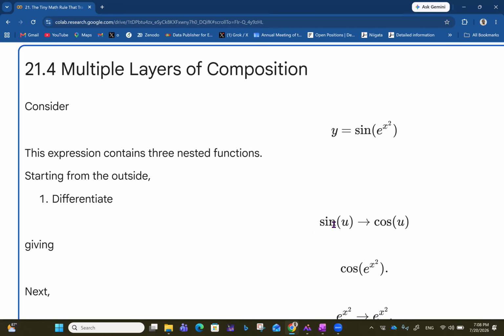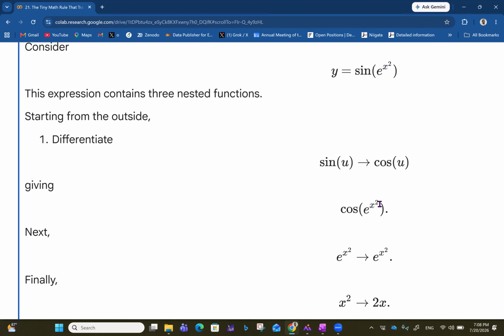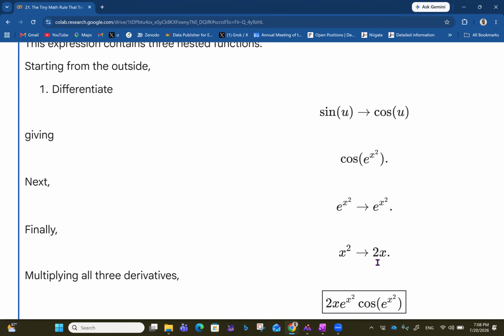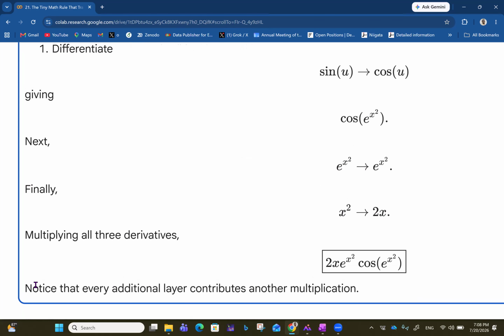Starting from the outside, you have sine. And when you differentiate sine, you simply get cos. And that gives you cos e raised power x squared. Then next, e raised power x squared is another level. So if you differentiate e raised power x squared, you get that. Finally, x squared gives 2x, and then you put everything together. Notice that every additional layer contributes another multiplication.